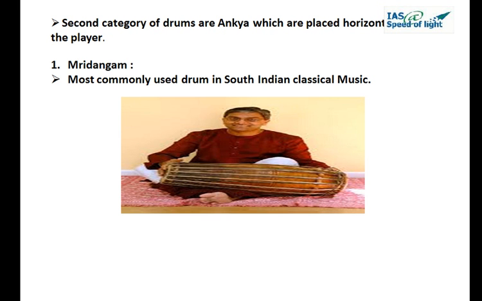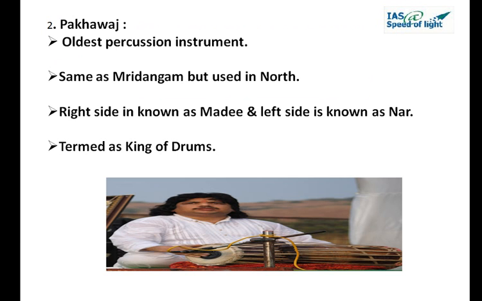The second category of drums are the Ankya, which are placed horizontally before the player. So you can see this is the ground and they are placed horizontally. The first one out of them is Mridangam, which is the most commonly used drum in South Indian classical music. So Mridangam, very important name. When we were studying the dances, we were saying like Mridangam player will be there. So he is a typical Mridangam player who plays this drum, which is horizontally placed here. So Mridangam in South India.